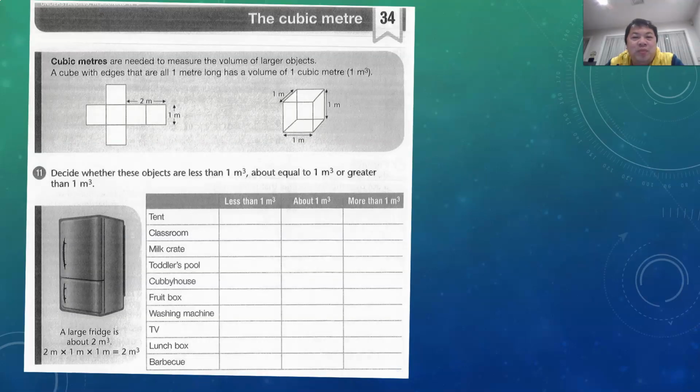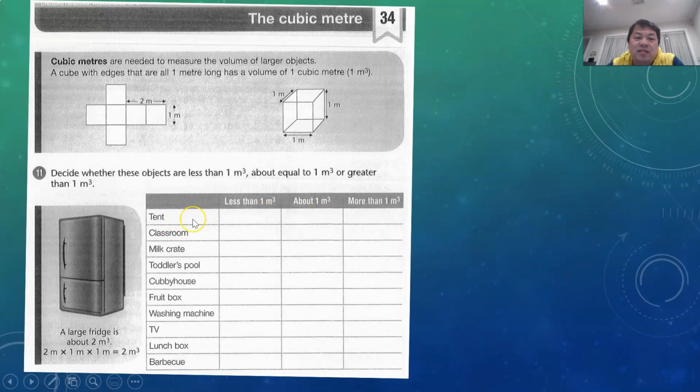You're talking about cubic meters. It's a volume. So I hope all of you can visualize how big 1 cubic meter actually is. Meaning it's 1 meter by 1 meter by 1 meter. Try to visualize that and then answer these questions about which of these. For example, a tent, is it less than 1 meter cube, about 1 meter cube, or more than 1 meter cube in terms of space?